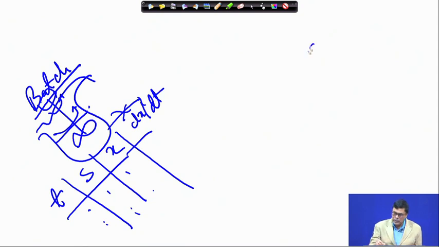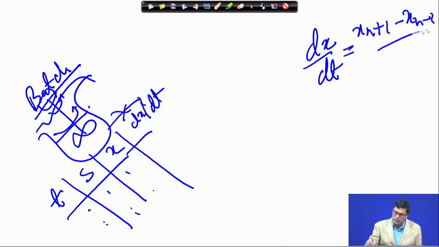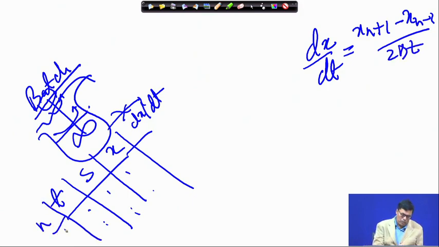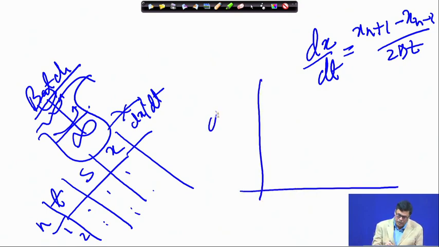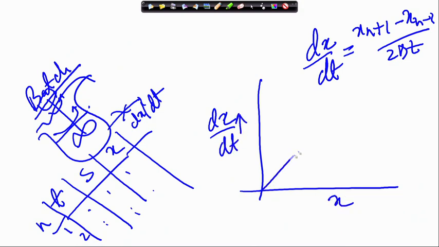And I told you how we can find dx by dt: dx by dt equals x n plus 1 minus x n minus 1 divided by 2 del t, where n is the number of the sampling point, 1, 2, 3, 4 like this. Now, in this particular batch data, we can plot dx by dt versus x. Am I right? And then we have the plot like this.